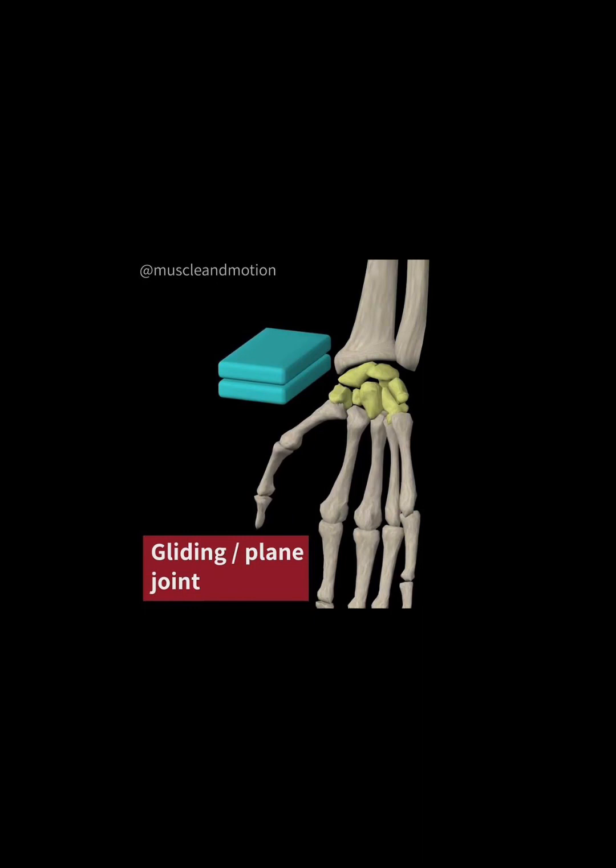Okay, first we have a gliding joint, which is also called a plane joint. It provides gliding movement along the joints, but it does not allow rotation or other movement as much. This is located in the carpals of the hands and the tarsals of the foot.